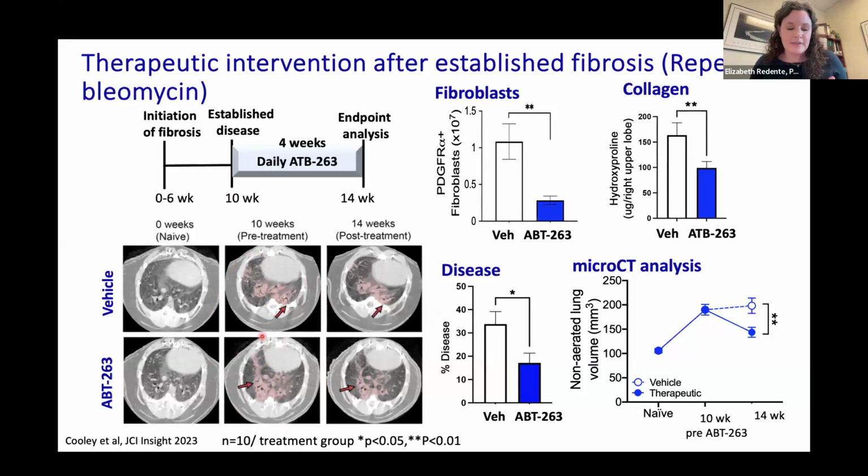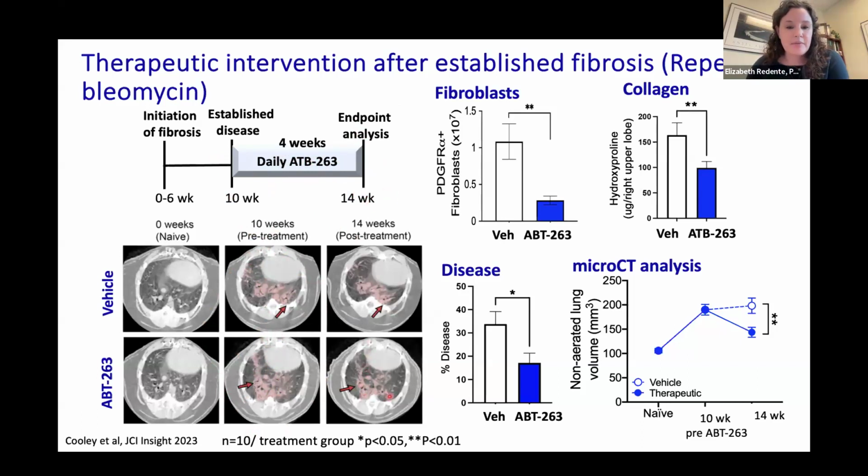So we're not dealing with that very short and rapid resolution time period that would occur with the single dose bleomycin. We treated with a drug daily for 4 weeks. The drug we're using was ABT-263. The goal of these studies was to try to target the fibroblasts to undergo apoptosis. And then we analyzed our animals 4 weeks later at week 14.